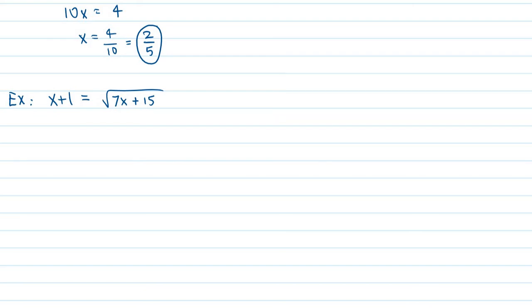But when you square both sides, recall that you are squaring a binomial on the left here. And when you square a binomial, you have to use FOIL. Do not write down x squared plus 1. That is wrong. You must FOIL it, x plus 1 times x plus 1. You can use your little shortcuts, or you can actually FOIL it out, but you get x squared plus 2x plus 1 equals 7x plus 15. So we eliminated the radical.